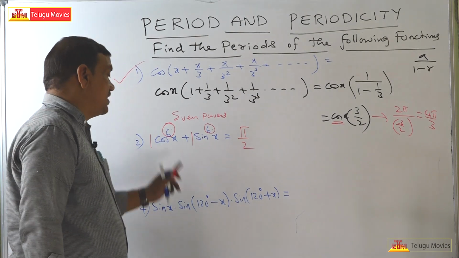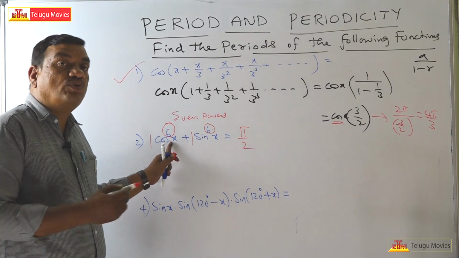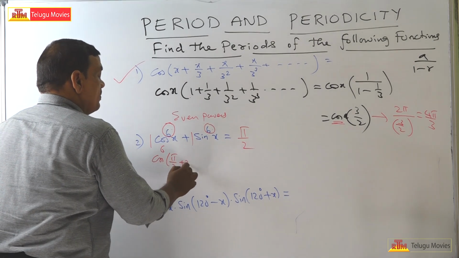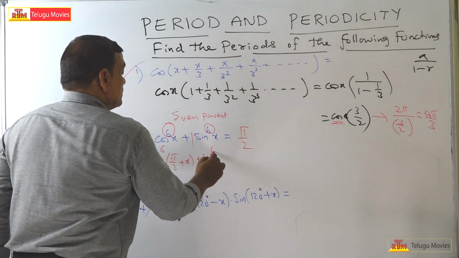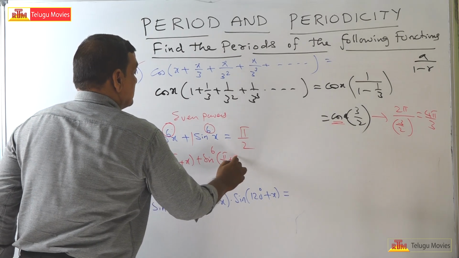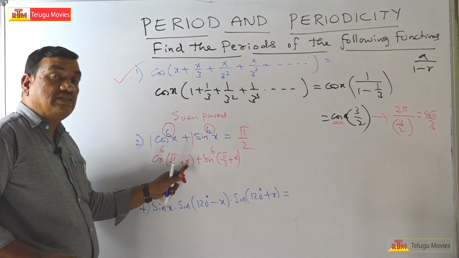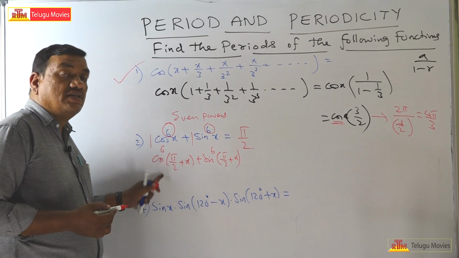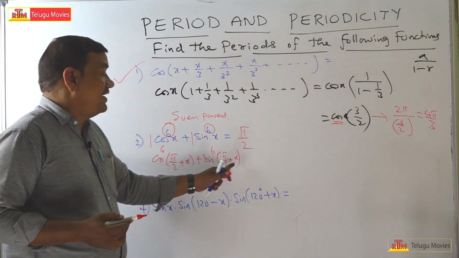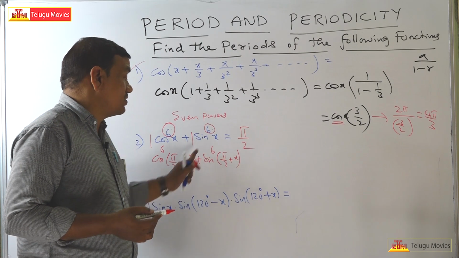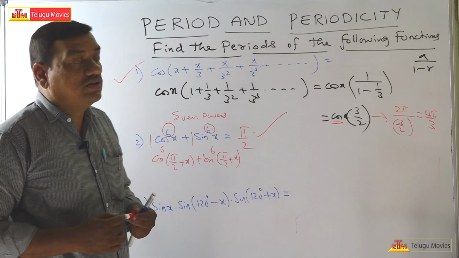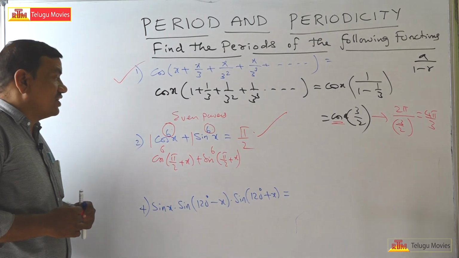Sir, how can you say, sir? Yes, you write down, in place of x put pi by 2 plus x. So cos power 6 of pi by 2 plus x plus sin power 6 of pi by 2 plus x. Then cos of 90 plus theta, sin of 90 plus x, with the powers there, again you will get the same thing for pi by 2 angle only. Therefore, the period of that function is pi by 2.